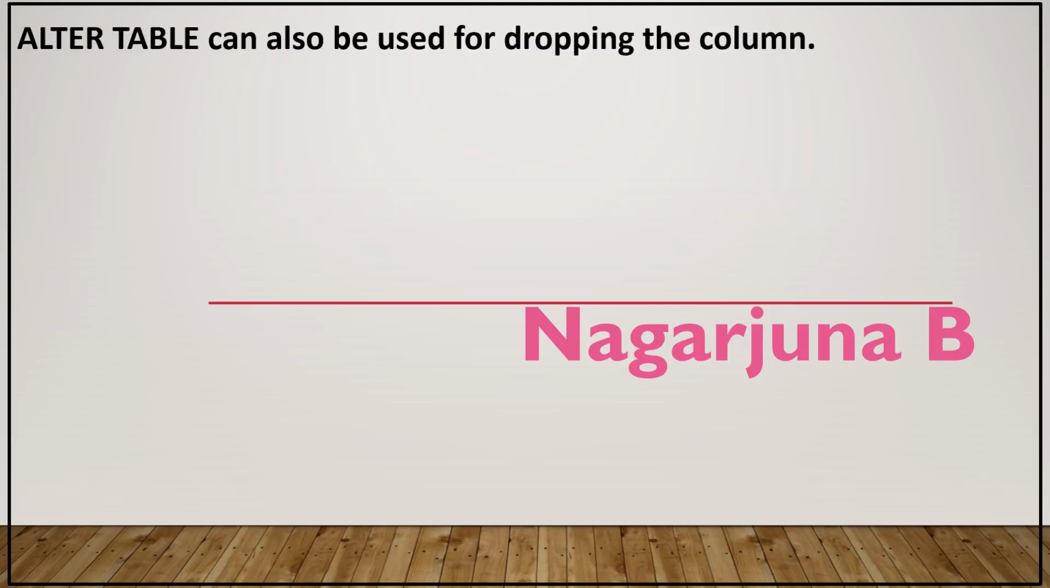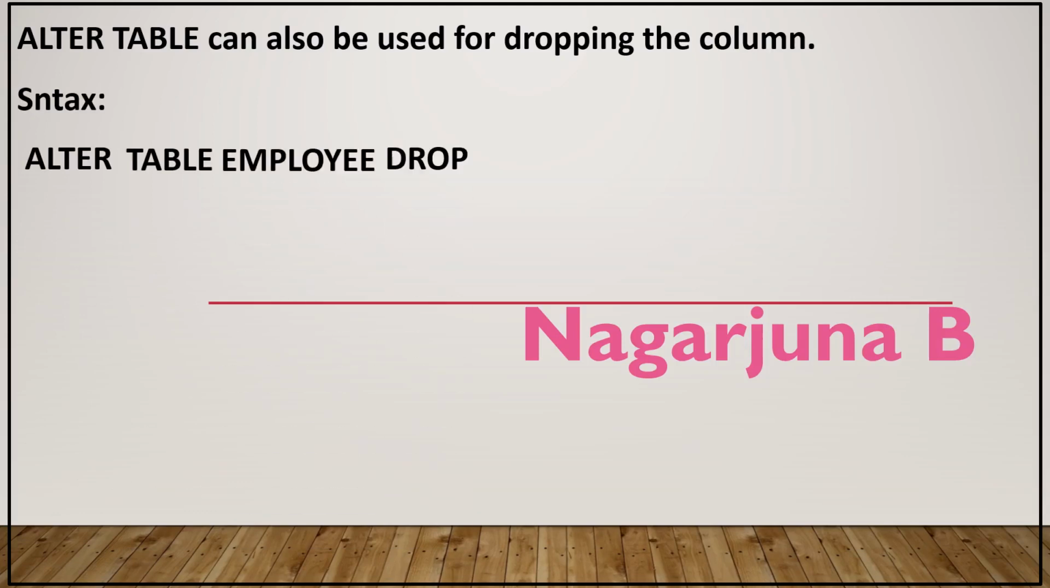The alter table command can also be used for the purpose of deleting or dropping a column, and even for deleting or dropping a constraint. The syntax of the alter table command for dropping a column is: alter table table name, drop column column name, semicolon. So it is the syntax to delete or drop a column from the table.